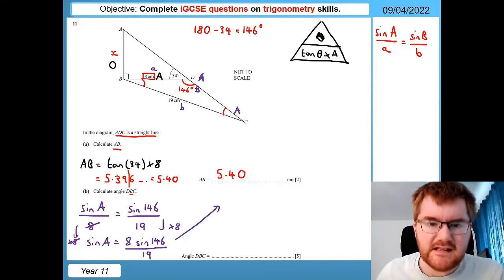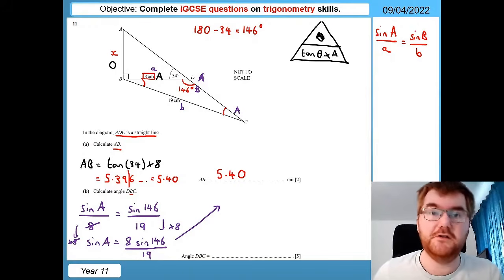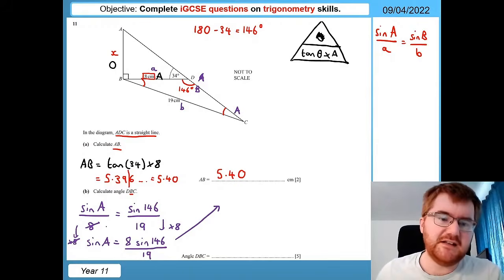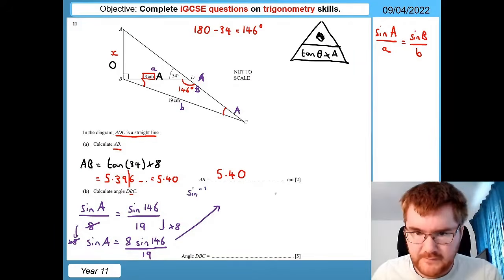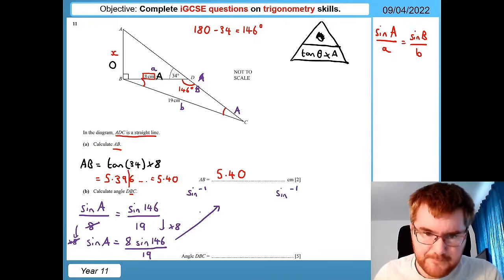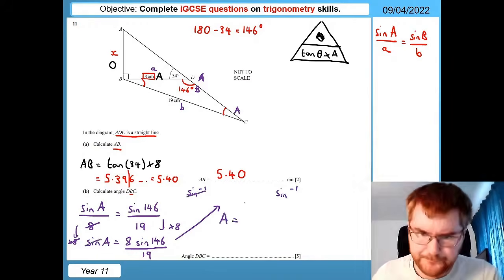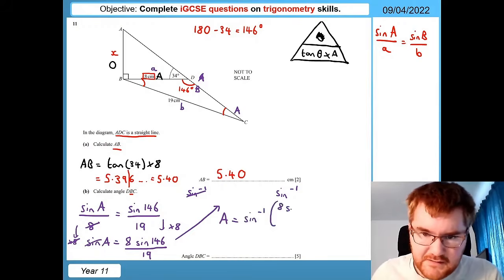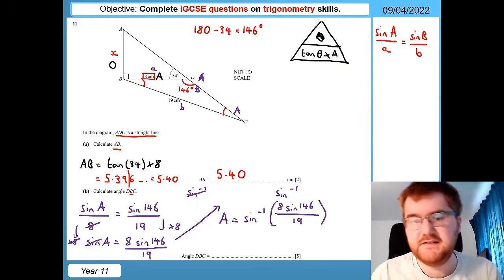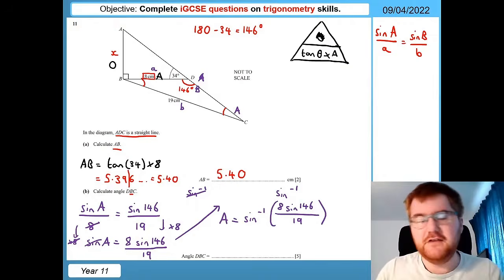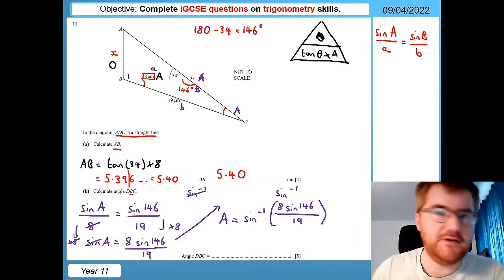And we can simplify this slightly further before we actually go on to use our calculator. So then we have the sine of the angle, so what's the opposite of sining? Well, that's going to be the inverse sine, and remember we do that to both sides. So that's going to give us A, because this part and this part cancel. And so we get the sine inverse of 8 sine 146 over 19. And notice I haven't rushed to my calculator here until I've got it in a form that I like, and try and minimize any of those rounding errors as we go through the problem.